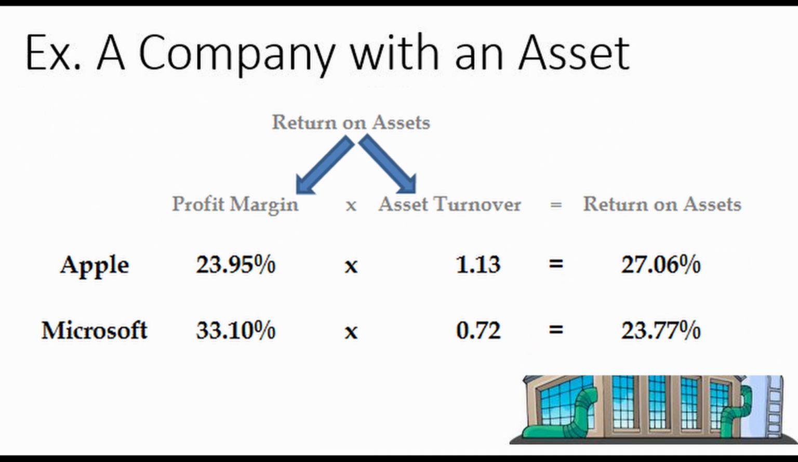As you can see, comparing Apple with Microsoft, Apple with a profit margin of 23.95% times its asset turnover of 1.13 equals a return on assets of 27.06%, which is higher than Microsoft's, which has a higher profit margin of 33.1%, times by a lower asset turnover ratio of 0.72. This equals 23.77%.